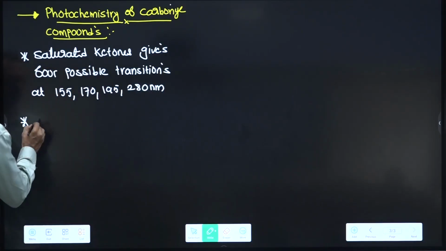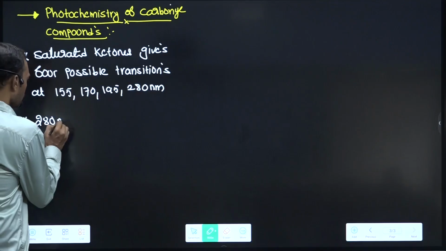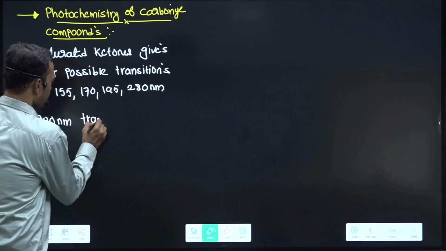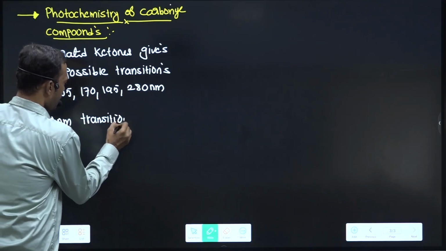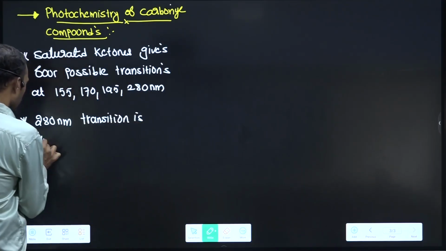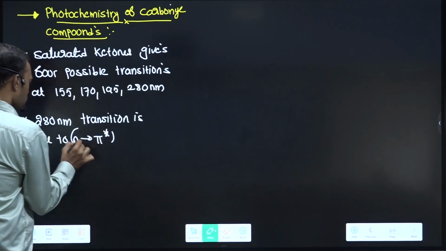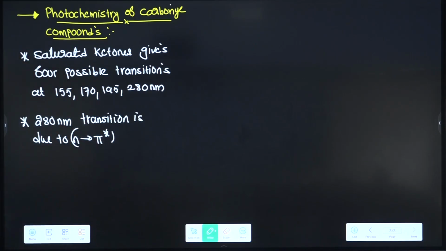So the 280 nanometer transition is due to n to pi star. Mostly it is due to the n to pi star transition, because most chemical reactions from 280 nanometer, n to pi star reactions, are efficient. More chemical reactions come from n to pi star only.